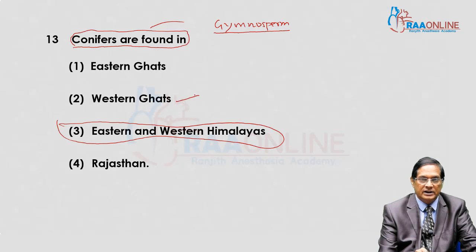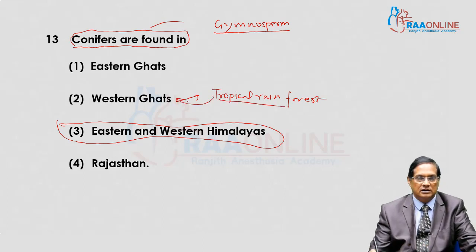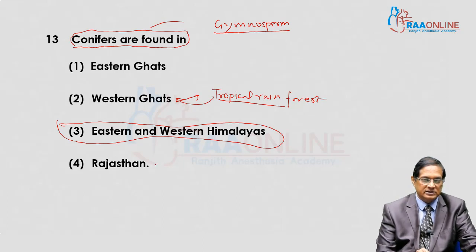Western Ghat of India is known for tropical rainforest like environment. Tropical rainforest in India you can see in the Western Ghat. Rajasthan is desert, and the desert area is known as Thar. It is a hot desert. Rajasthan is a hot desert.